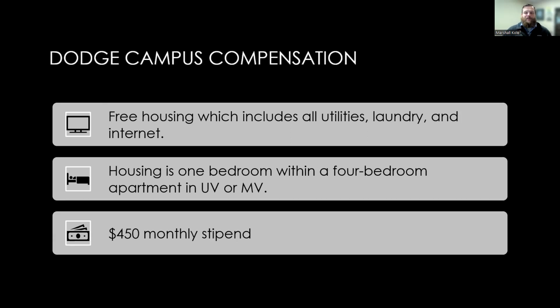Compensation for RAs on Dodge campus includes free housing, which includes all utilities, laundry, and internet. And that is a 1 bedroom within a 4-bedroom apartment in either University Village or Maverick Village. And then RAs on Dodge campus also receive a $450 per month stipend. So along with the free housing, there's a monetary stipend that RAs receive as well each month.